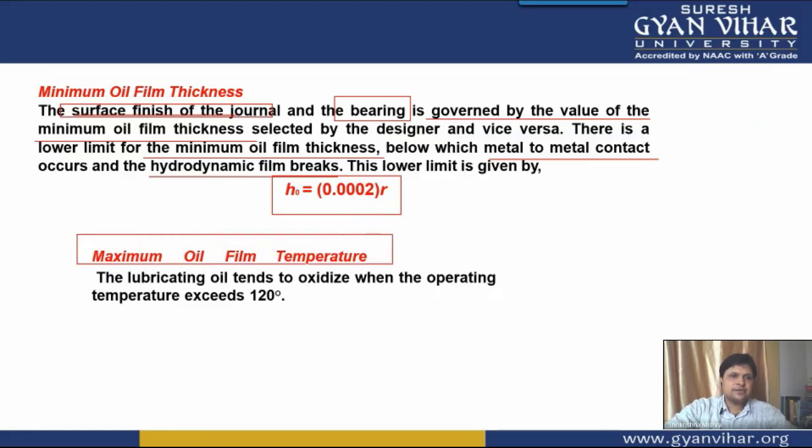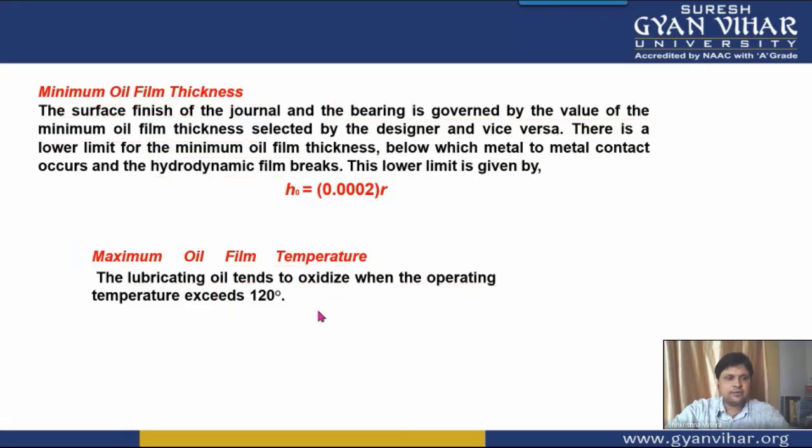And the maximum oil film temperature, this is the last important parameter in the design. What is the meaning of this? It is the temperature of the oil lubricant. We all know that the relation between the viscosity of the lubricating oil and the temperature is that viscosity decreases with the increase in temperature of the lubricating oil. The problem is that the lubricating oil tends to oxidize when the operating temperature exceeds 120 degrees. So 120 degrees is the maximum oil film temperature. Above it, what will happen? Lubricating oil will oxidize. So these were the different parameters which were important in the design of journal bearings.